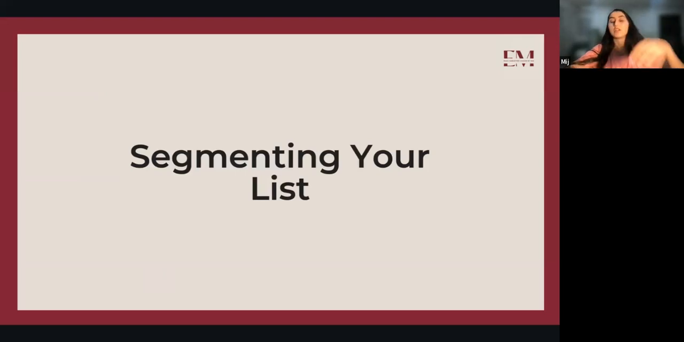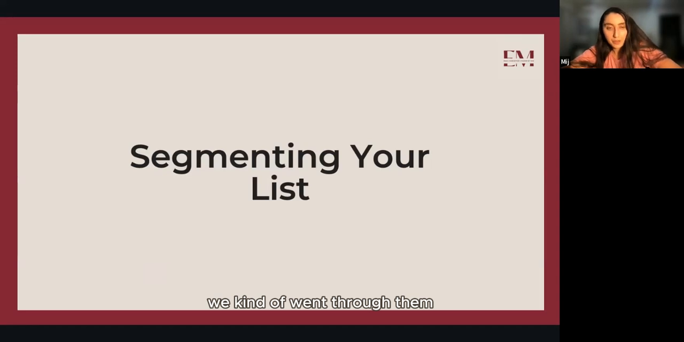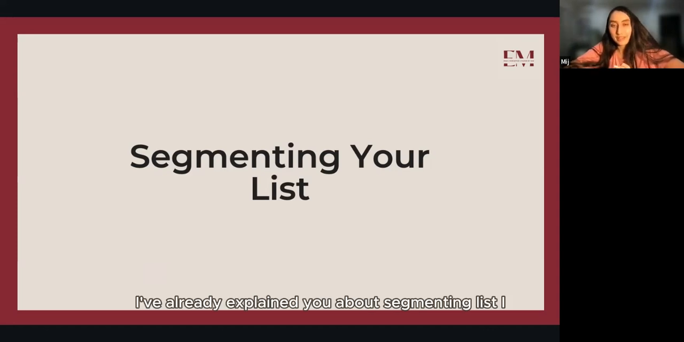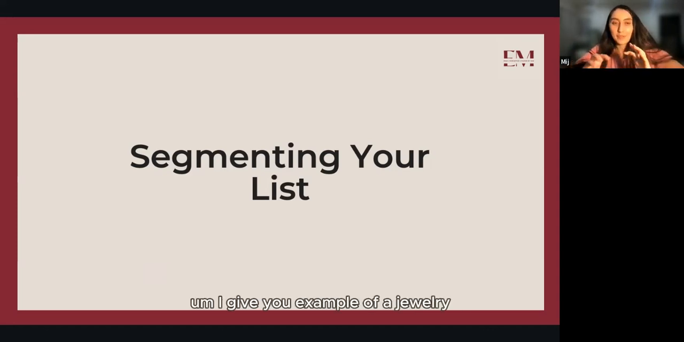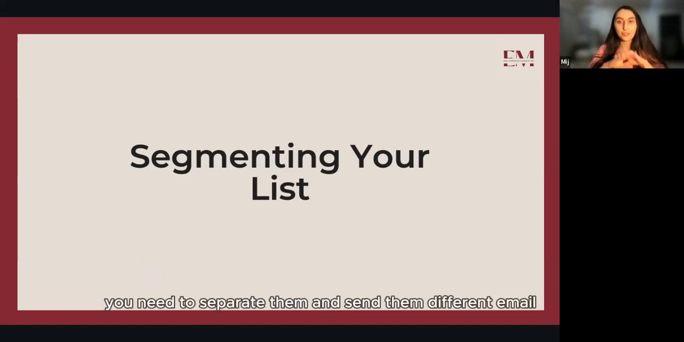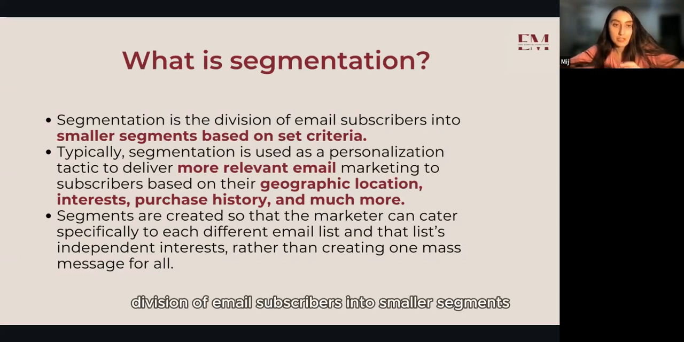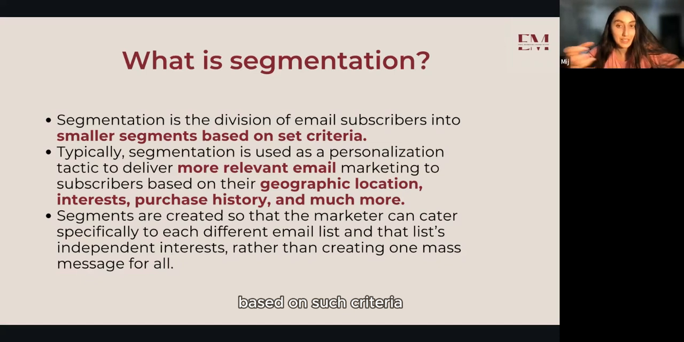Okay. So now that we've gone through these things, I want us to know about segmenting lists. Here's the thing, right? I've already explained segmenting lists. I gave you the example of jewelry, right? If, let's say, there are boys and girls, you need to separate them and send them different email copy. So let's recap. Segmentation means the division of email subscribers into smaller segments based on set criteria.